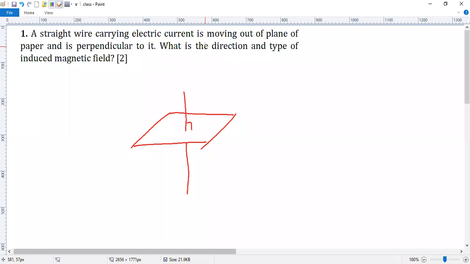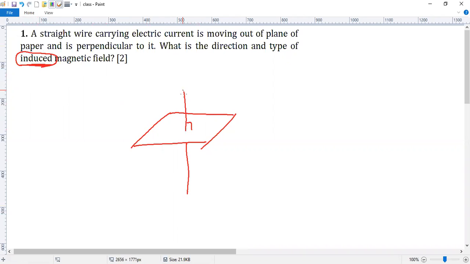So what will be the type of induced magnetic field they are asking? So see, it is not the induced current. Induced magnetic field is because of the current flowing through this wire, how magnetic field gets created or induced. That is the idea. So you don't get confused over here, this word. Because induced electric field, you have to go with Fleming's right hand rule and all that.